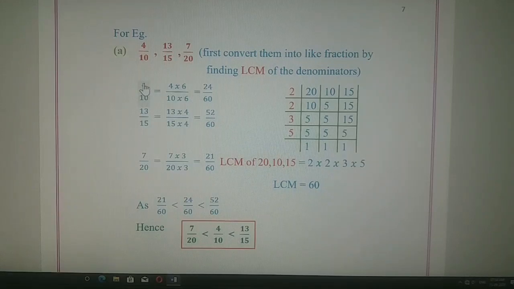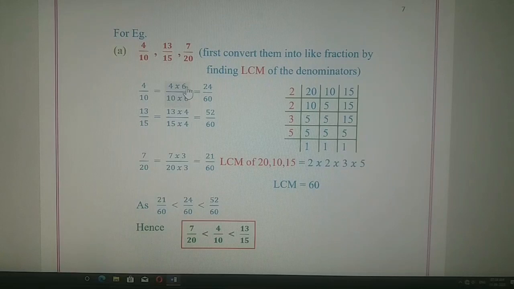So we have to convert these fractions in such a manner that the denominator becomes 60. Here 10 should become 60, 15 should become 60, 20 should become 60. So 4 upon 10 should be multiplied with such a number that we get 60. Now 10 multiplied by 6 is equal to 60. So 10 6s are 60.